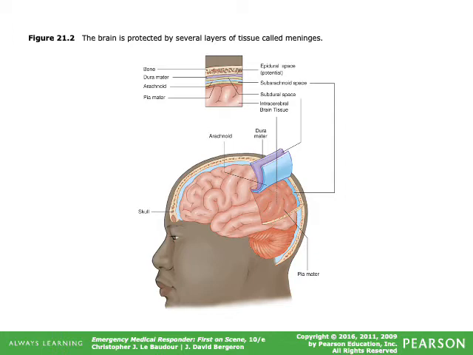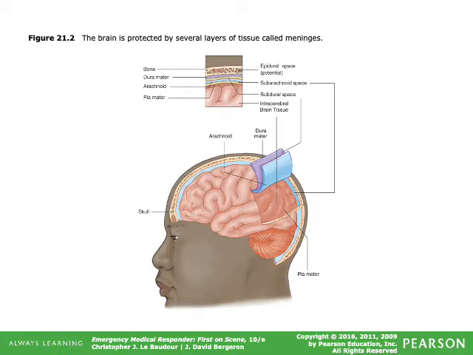Right, the brain is protected by several layers of tissue called meninges. This image is kind of hard to use to explain it, but if you look at the bottom image, you see the square that's cut out. The pia mater is directly attached to the brain itself. Then above that, you've got the blue square, which is the arachnoid matter. It's kind of a web-like, meshy substance.